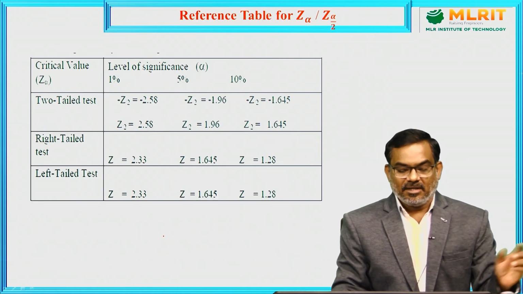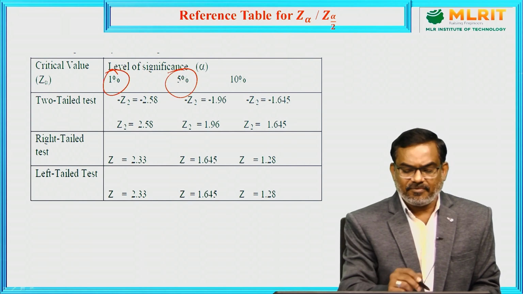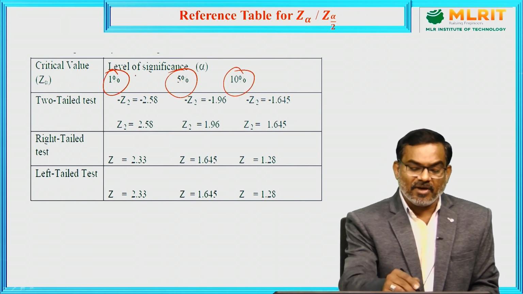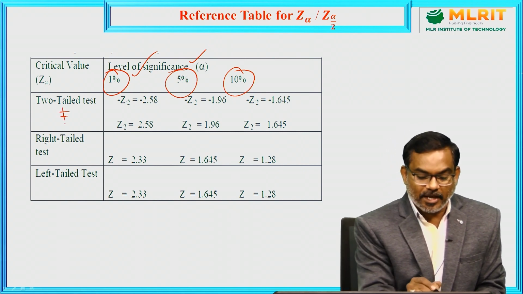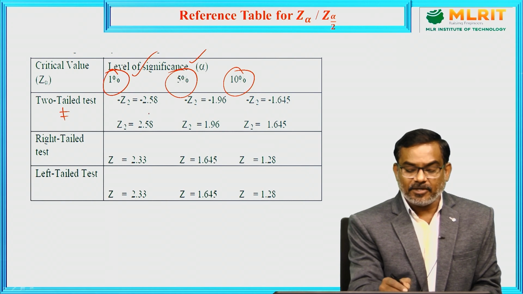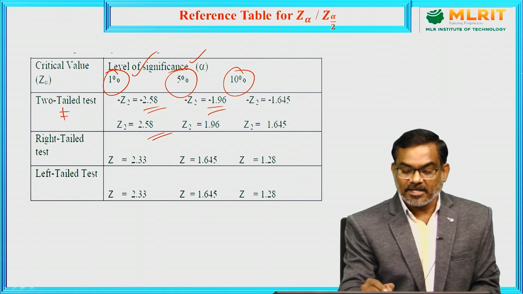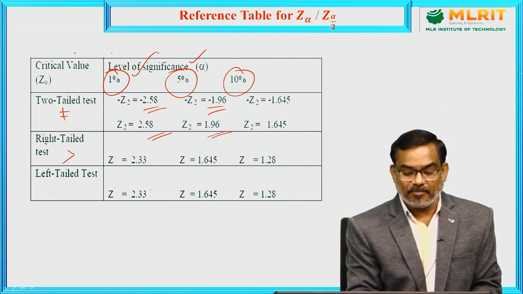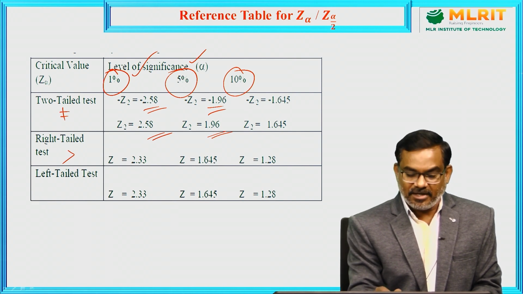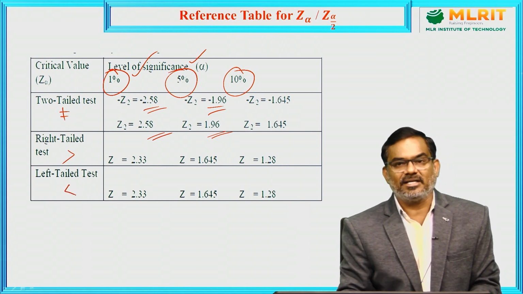Now, let us use this table as a reference table to find the tabular values. For 1% level of significance, 5%, 10%, but the most general values are 1% and 5%. In two-tailed tests, that means not equal to type problems, plus or minus Z alpha by 2 is plus or minus 2.58 for 1%, plus or minus 1.96 for 5%. Similarly, for the right one-tailed test, greater than type problem, these are the values of Z corresponding to 1% and 5% level of significance, and here the left one-tailed test, less than type.